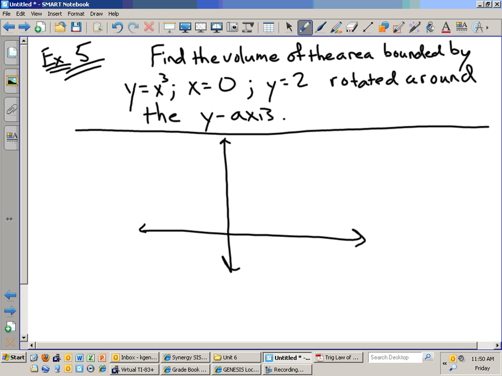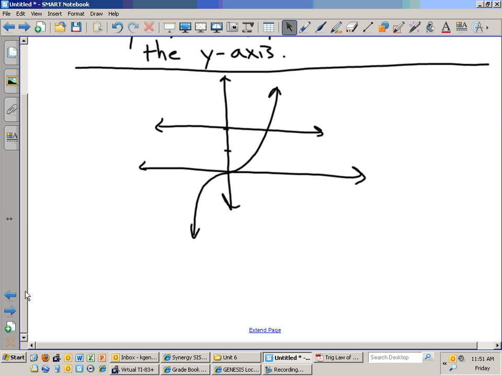So if we look at the curve y equals x to the third, that's going to look something like that. And then if I look at the line y equals 2, what kind of line is y equals 2? It is a horizontal line. And then how about x equals 0? That is a vertical line, and that would represent the y-axis. Very good.